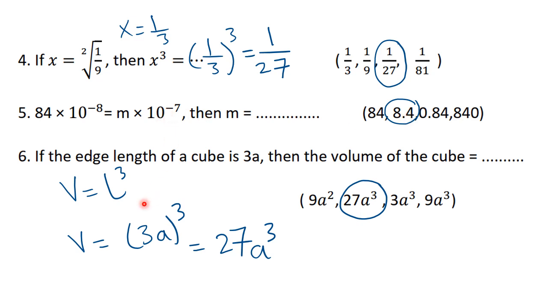Question 6, it says that if the edge length of a cube is 3a, then the volume of the cube equals. We know that the volume of the cube equals L power 3. So we take the L, which is 3a, that is the edge length, and raise it to the power 3. And be careful here that the power 3 is not only on the a, but it is on the whole 3a. So that is why we add brackets. So 3 power 3 equals 27 and a power 3 equals a power 3. So the answer should be 27a power 3.